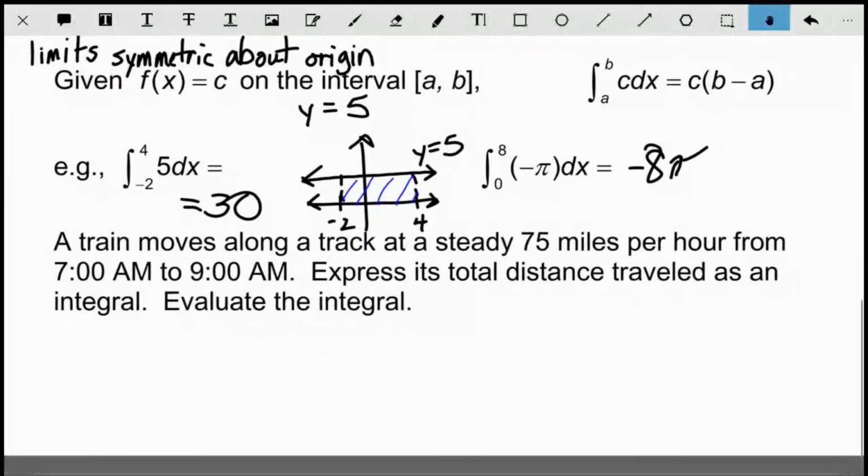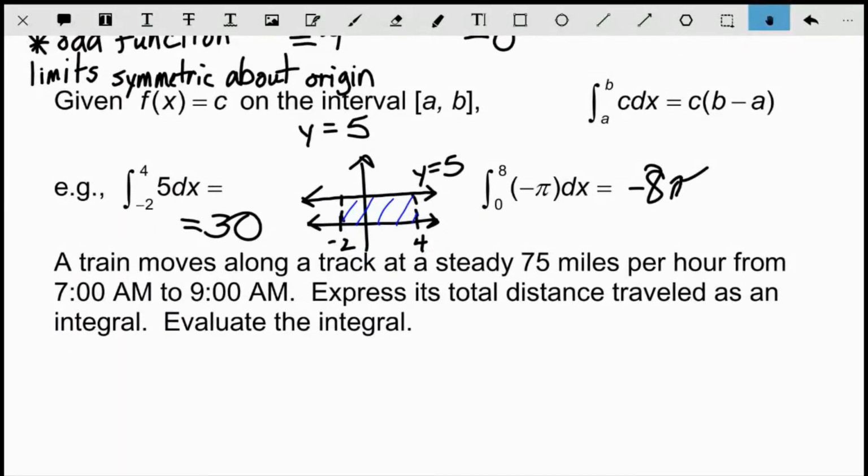All right, and then let's look at just one application, a really simple application. And then I want to show you what primarily your assignment is going to look like today. So a train moves along a track at a steady 75 miles per hour from 7 a.m. to 9 a.m. Express its total distance traveled as an integral and then evaluate the integral.